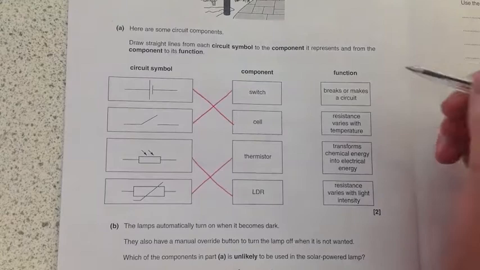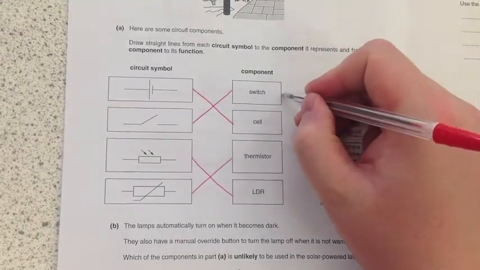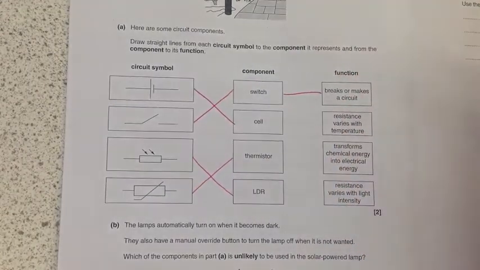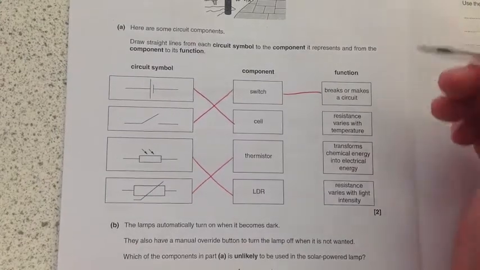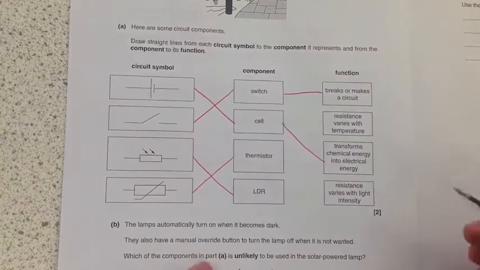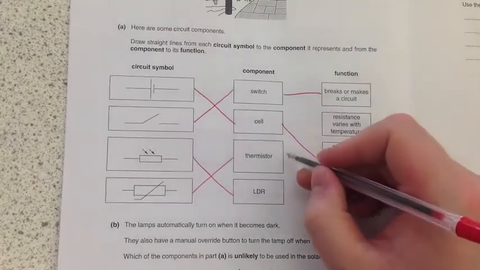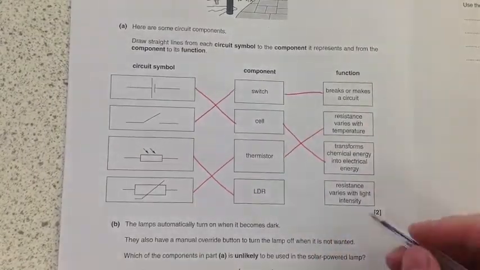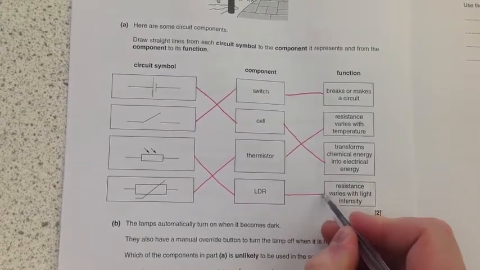So a switch, to start with, makes or breaks a circuit. Obviously, if it's switched on, the circuit's made. If it's switched off, the circuit's not working. A cell is the bit that transforms the chemical energy into electrical energy. A thermistor is varied with temperature, and then an LDR is determined with light.